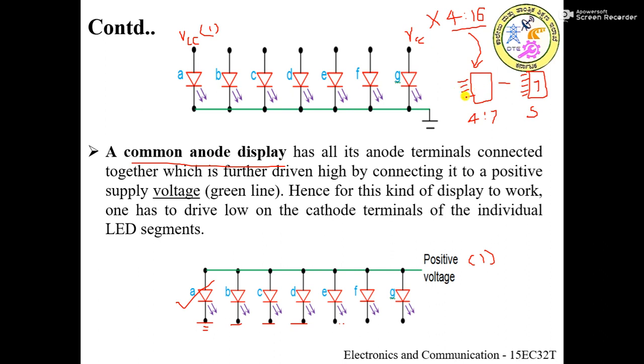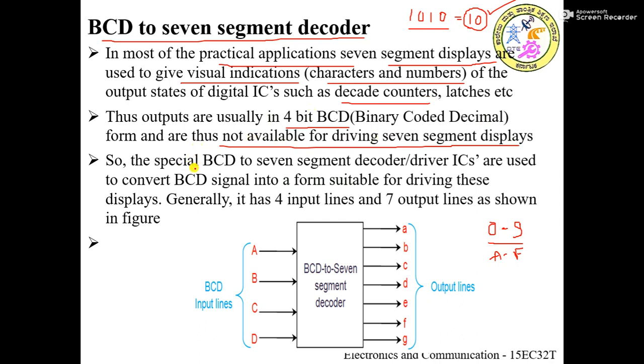The binary information on these 4 input lines is decoded into an information on 7 output lines. So this 4:7 decoder has 4 inputs and 7 outputs. All these 7 outputs are directly connected to the 7 inputs of the 7 segment display. The same thing is written here. We need a special BCD to 7 segment decoder driver IC, which is used to convert a BCD signal into a form suitable for driving the displays. To drive that display I need 7 outputs, so I need a decoder with 7 outputs. Generally it has 4 input lines and 7 output lines.